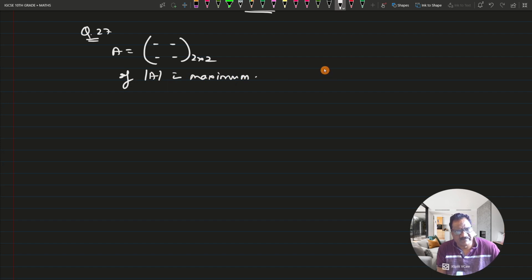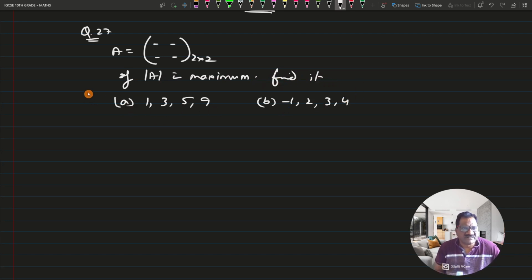If the determinant of A is maximum, then the question is, case A, if the elements are 1, 3, 5 and 9, and case B, if the elements are minus 1, 2, 3 and 4. So find the largest possible value, where the determinant is maximum. Find it. Right, so these are the elements.